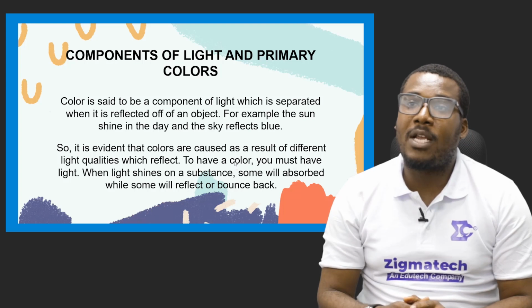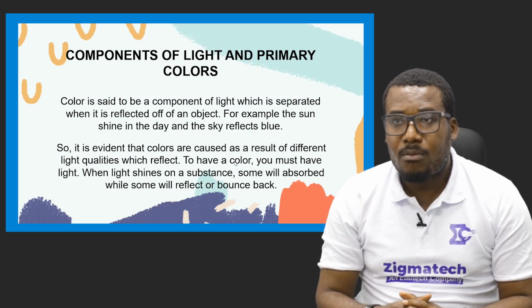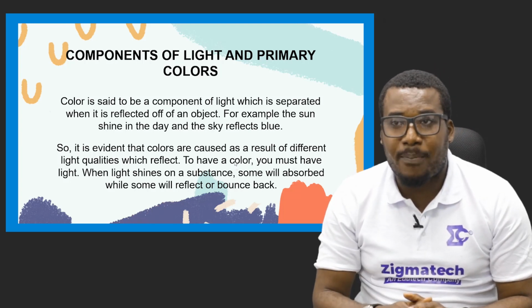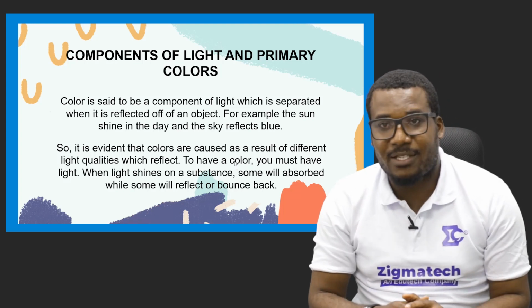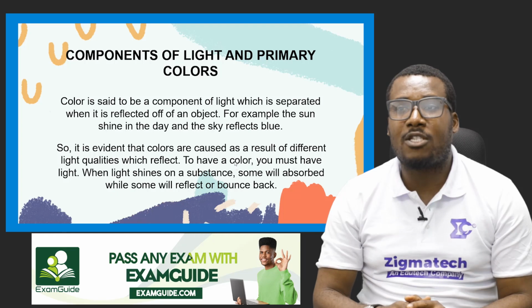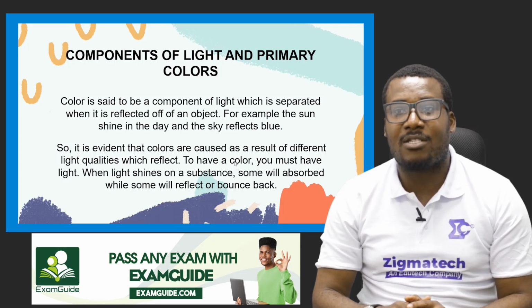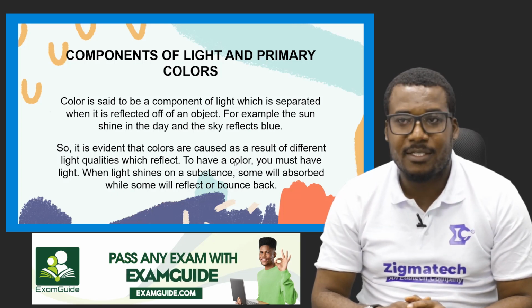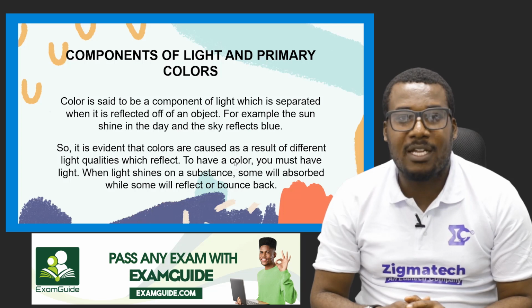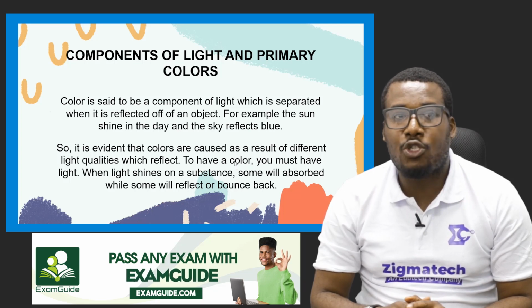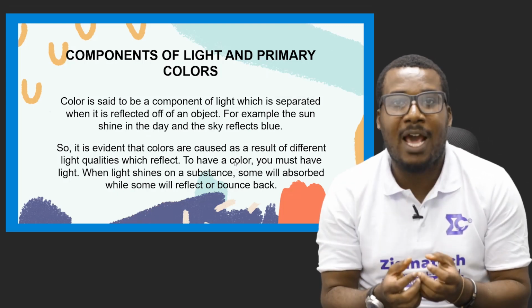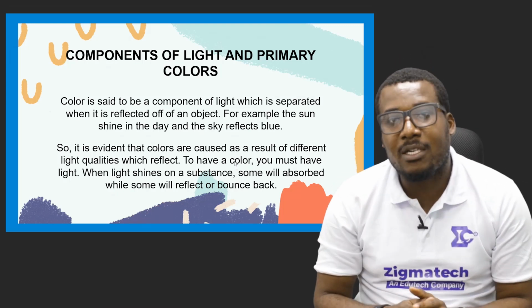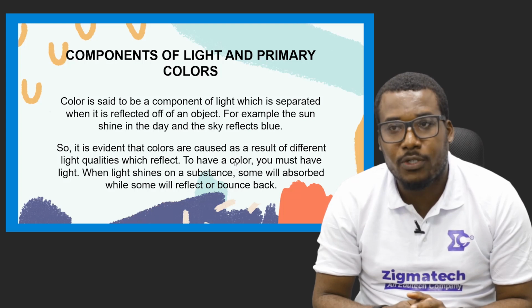Now, let's start with the components of light and primary colors, albeit we're going to touch the primary colors deeper in a subsequent class. Color is said to be a component of light which is separated when it's reflected off an object. Usually these objects tend to collect the power of the light, transform it, and bring about different colors.